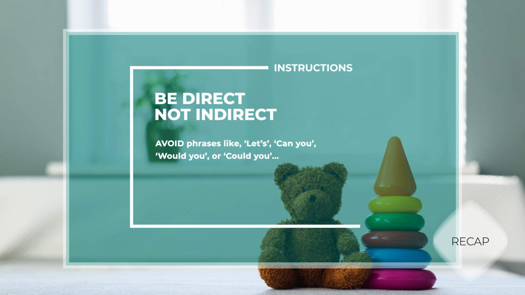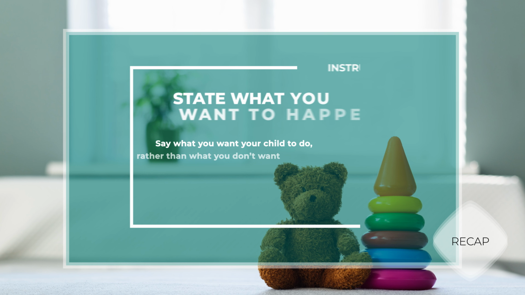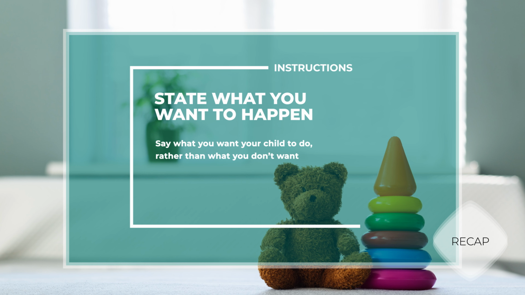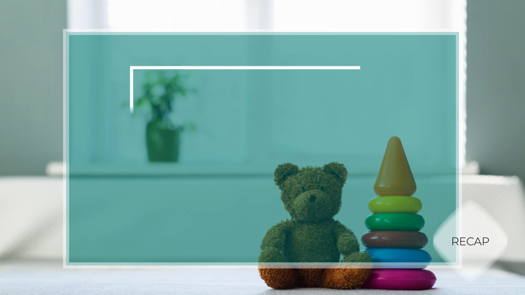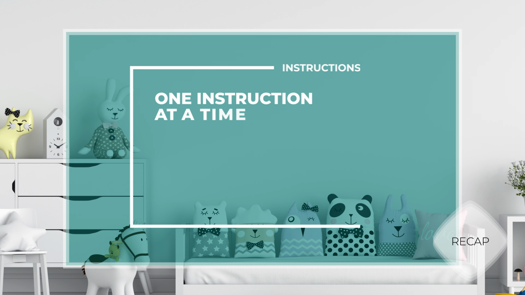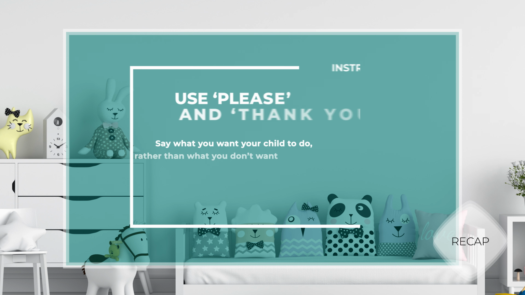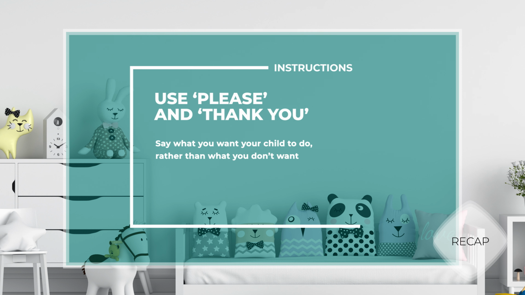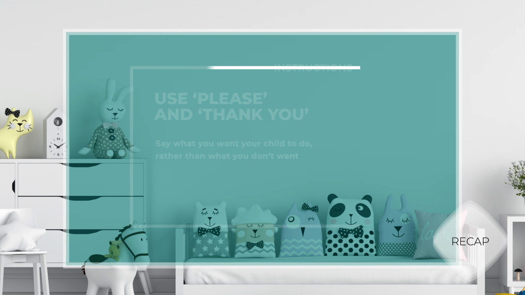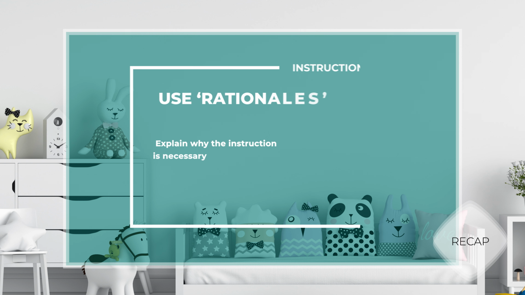This means avoiding phrases like let's, can you, would you, or could you, and say the instruction as a statement. Say what you want your child to do rather than what you don't want them to do. Give one instruction at a time. Use please in your instruction and follow up with thank you or a specific praise. Use rationales for why the instruction is necessary.